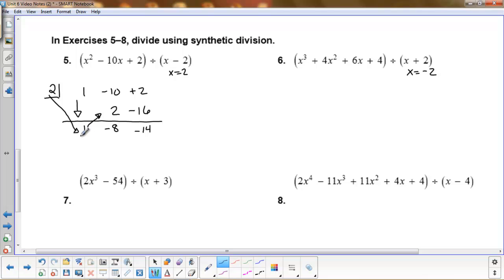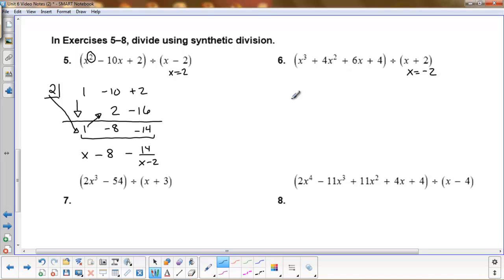The solution, the quotient to my problem is this one. The degree which I start with in my quotient is always 1 less than the degree of the dividend. So that means it's going to be x minus 8 remainder negative 14 divided by x minus 2. That's the solution, that's the quotient to this problem using synthetic division. Let's practice one more time.